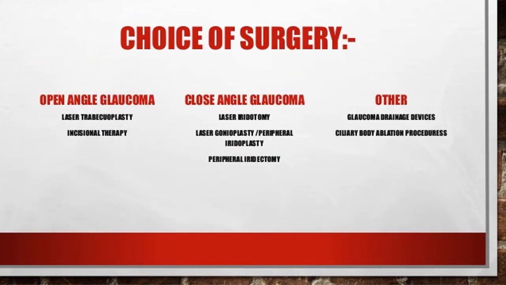So there are various kinds of surgeries. For open angle glaucoma there are various, and for closed angle there are various. For open angle glaucoma, laser trabeculoplasty is there and incisional therapy is there. And for closed angle, laser iridotomy is there, laser gonioplasty or peripheral iridoplasty, and peripheral iridotomy.